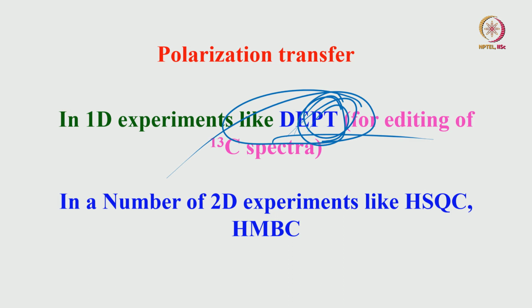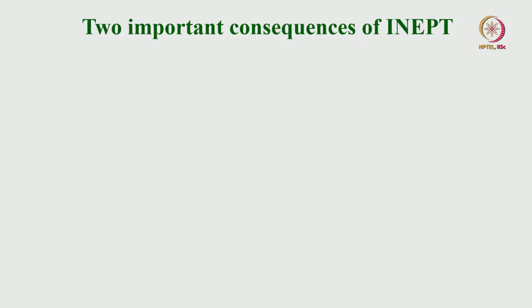And I showed already several examples of how we can utilize a DEPT, when we discuss carbon 13. But the only thing is, if there is a polarization transfer, please remember that we have already discussed it now. And it is also used in a number of 2D experiments like HSQC and HMBC etc. to gain the intensity of the dilute spins. To enhance the signal intensity of the dilute spin, we use this one.